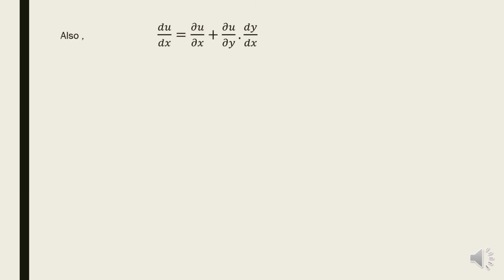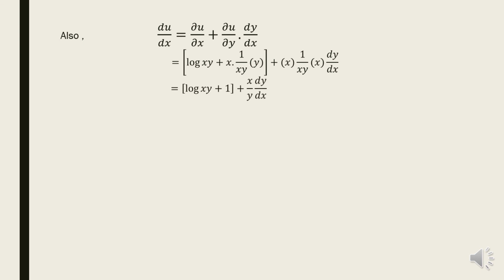Also, du by dx is equal to dU by dx plus dU by dy into dy by dx. dU by dx is log of xy plus x into 1 upon xy into y, plus x into 1 upon xy into x dy by dx. So log of xy plus 1 plus x upon y dy by dx. So from first we know what is the dy by dx.